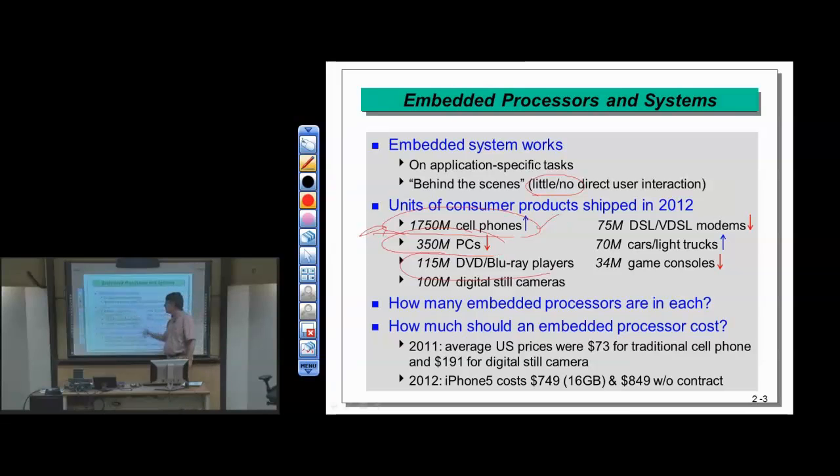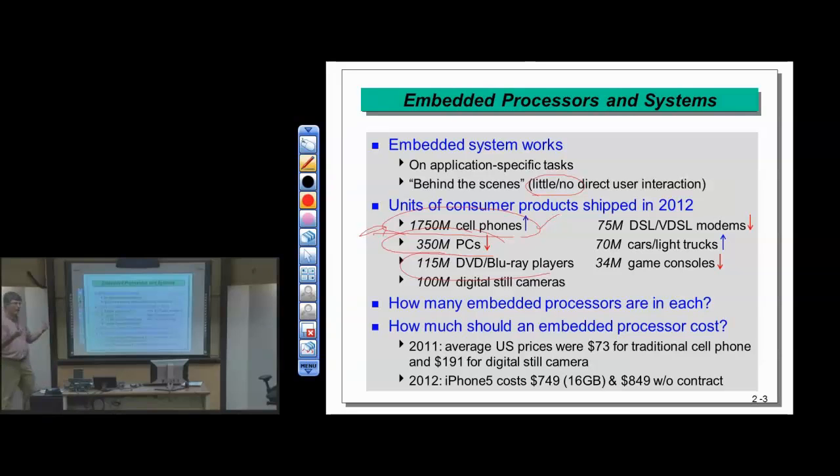PCs, how many embedded processors are in a PC? Usually a lot. So give me some examples. You're going to have a sound card, a video card, the CPU on the motherboard, then the CPU on your graphics. Embedded. So let's leave the CPU alone. That's general purpose. It's there, and multi-core and all that.